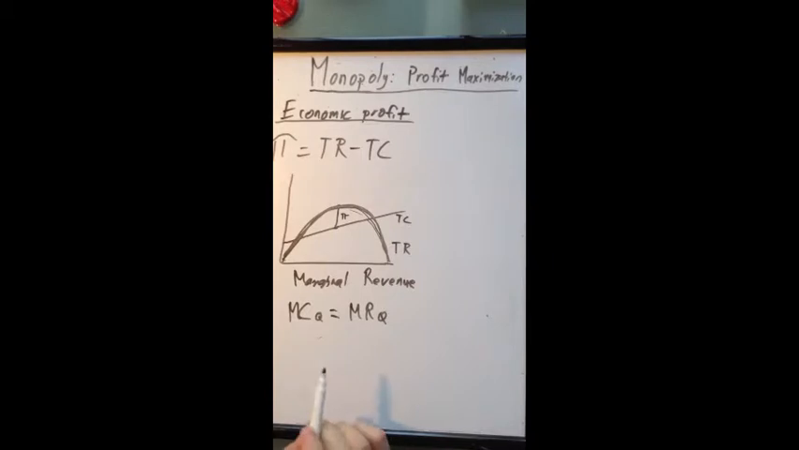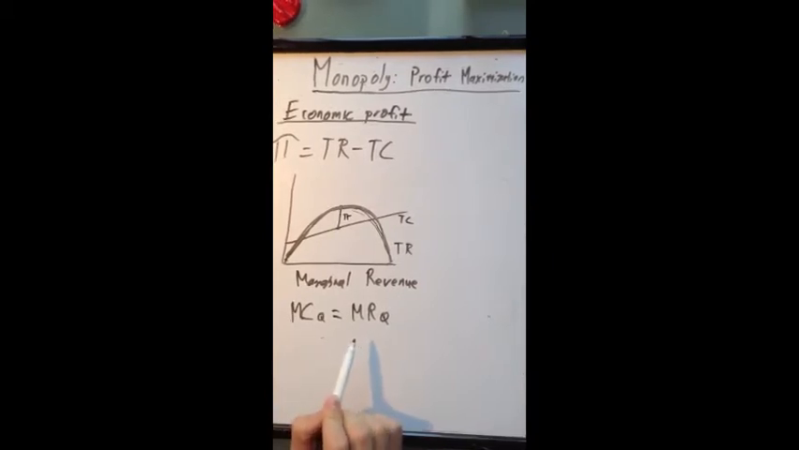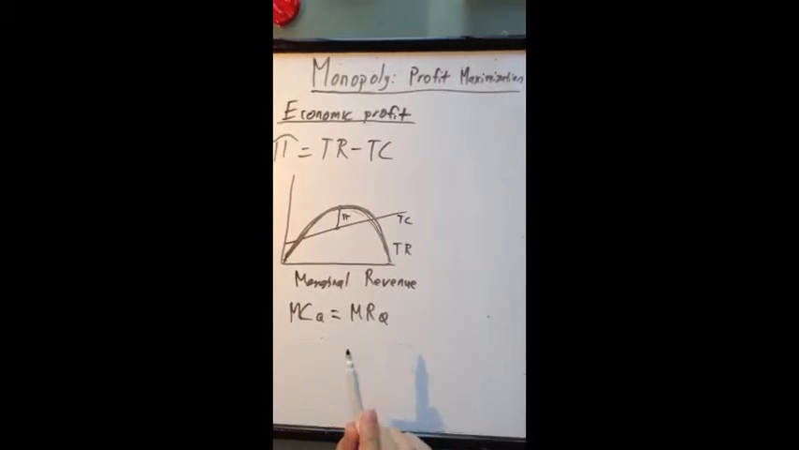It is important to remember that marginal cost and marginal revenue is the amount of cost or revenue for one more unit of Q.